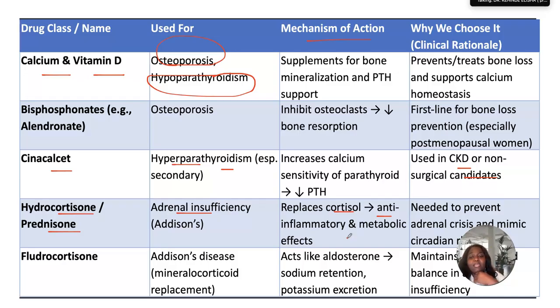Fludrocortisone. That one is used for Addison's disease as well. It's a mineralocorticoid replacement. And of course, it acts like aldosterone: sodium retention, potassium excretion, that cascade. They help maintain blood pressure and fluid balance, right, in a patient with adrenal insufficiency.